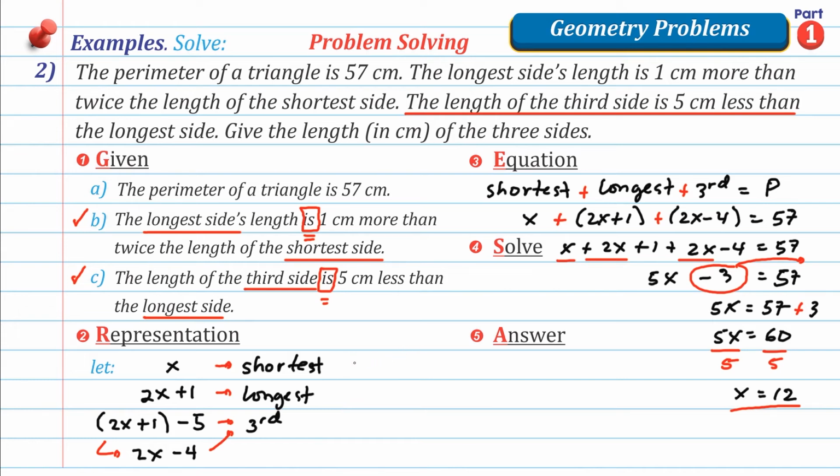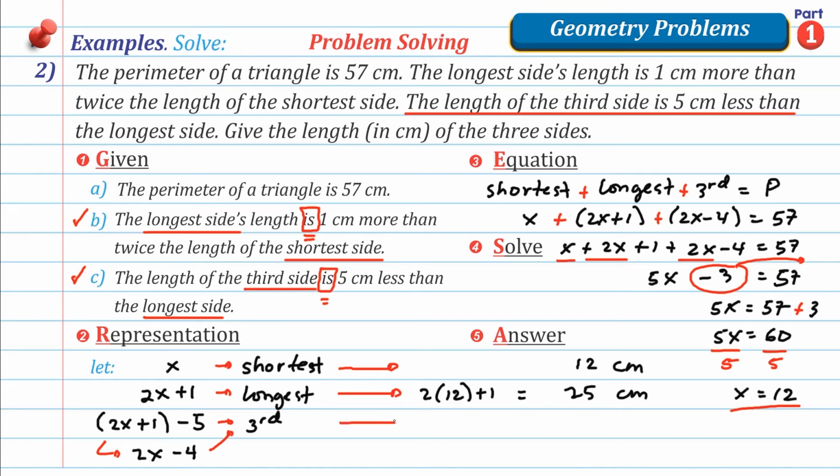So, to give the answer, let me write here. The shortest then is equal to x, which is 12. Take note of the units. It should be in centimeters. So let me write here centimeters. Next side, we need to solve the longest. We know it's represented by 2x plus 1. But of course, we can substitute x with the value 12. So 2 times 12 plus 1 is equal to 2 times 12, 24 plus 1, it's 25 centimeters.